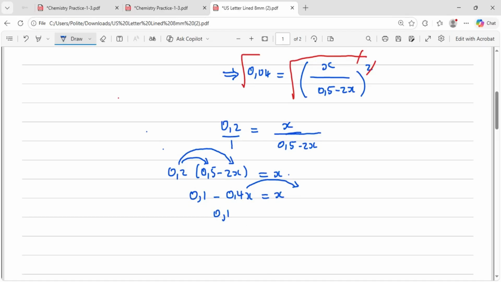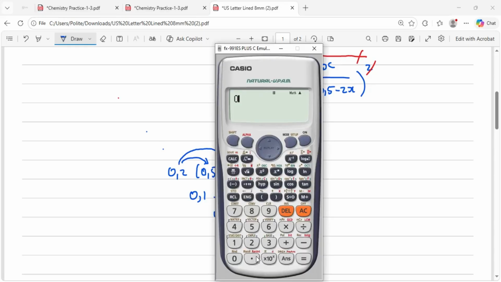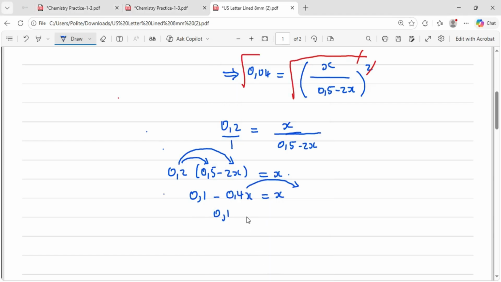Oh, okay. I'm not sure. Did we get the answer 0.1 when we set 0.2? I just want to confirm this. 0.5. This is 0.1. Okay.